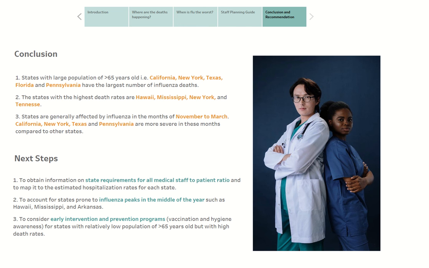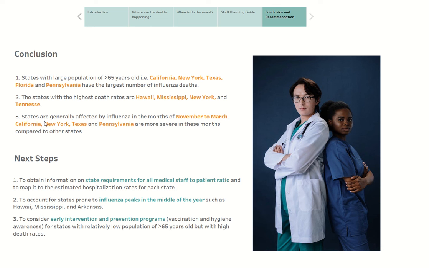So in conclusion, I know this is a rather wordy slide, but let me quickly reiterate our findings and recommendations in a single slide. Firstly, states with a large population of more than 65 years old have the largest number of influenza deaths. The states are California, New York, Texas, Florida, and Pennsylvania. The states with the highest death rates are Hawaii, Mississippi, New York, and Tennessee. These states are mostly located in the southeast region of the United States.